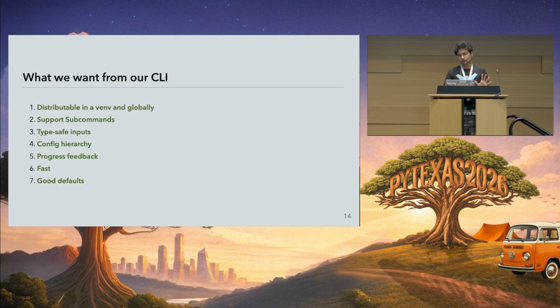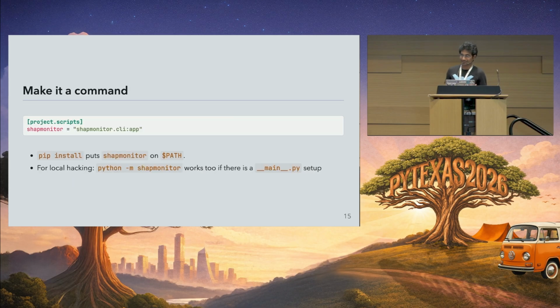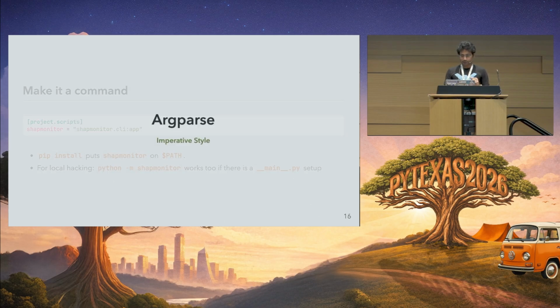Before we go into all of that, the first thing we need to do is make this into a command, which means we need to make this into an executable. The best way to do that is in your pyproject.toml, you have an entry point to your app. It could look something like this. shap_monitor is the name of the library, and then you have .cli:app. This could be a main, a dunder main, so it could be anything. The pip install puts the shap-monitor on the path. That's pretty important.